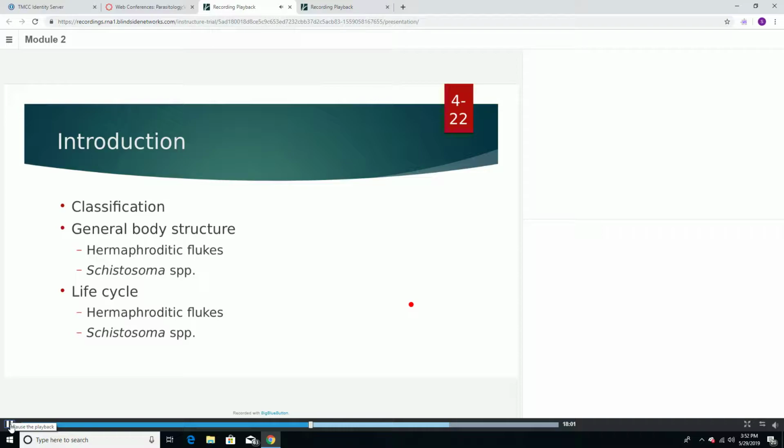We could have two different types of parasitic flukes present in humans. One type lives in the intestine and other host organs, such as the liver and lungs. So we have blood flukes and intestinal flukes. Schistosoma are what we're going to be referring to as our blood flukes, and these flukes are also hermaphroditic, which means they contain both male and female reproductive organs.